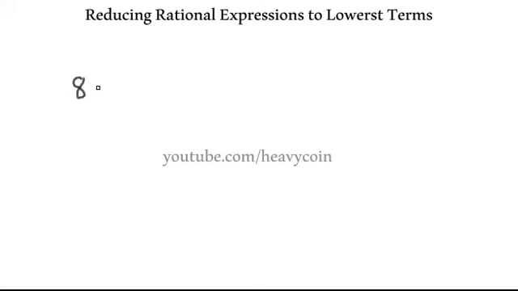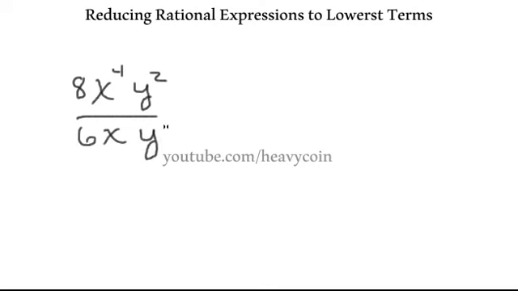like 8x to the fourth y squared over 6x y to the third. So what we want to do here is simplify this down. We want to look for the largest number that goes into both 8 and 6 if possible, and that's going to end up being a 2.